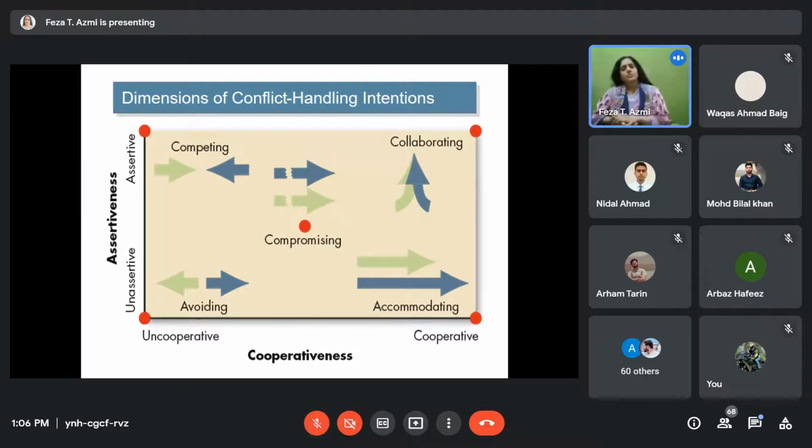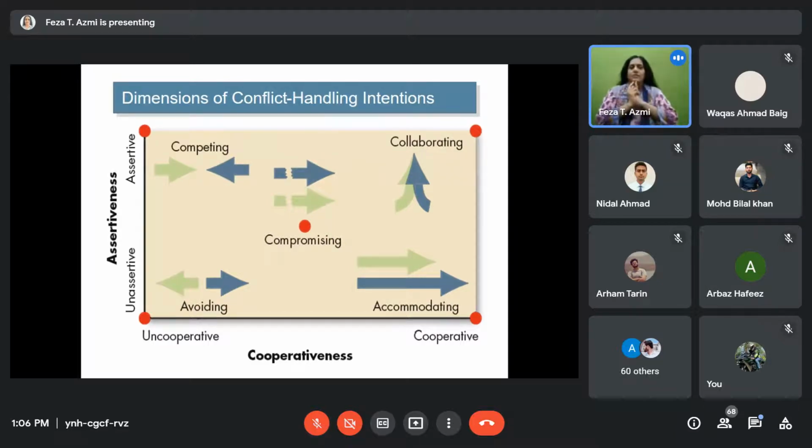Managers sometimes use this strategy tactically also. So okay, for the time being, let us accommodate. Later on, maybe after 3 months, when the demand goes down, then maybe we will take care of this issue. Abhi maan lete hain unki baat. So those kinds of things. So we use these strategies tactically also.